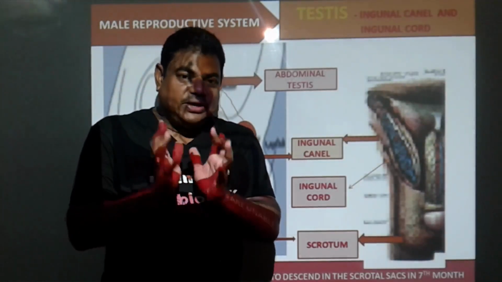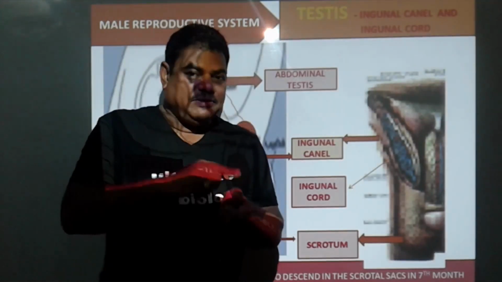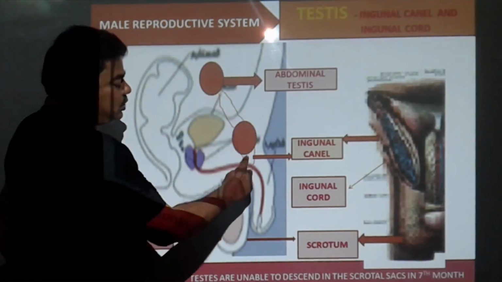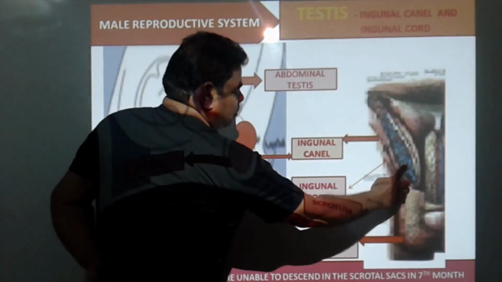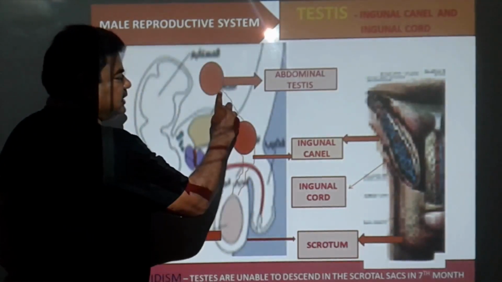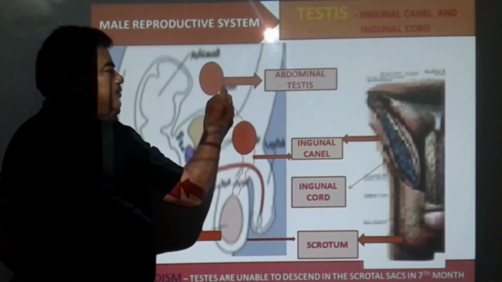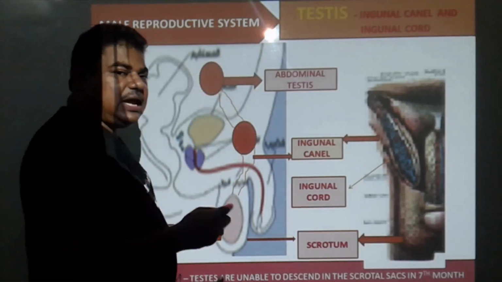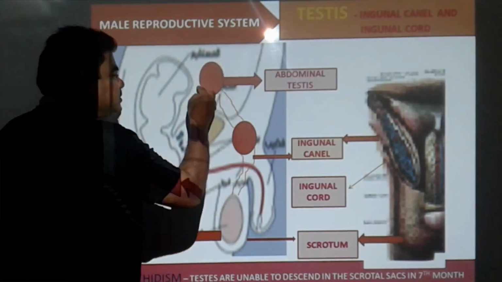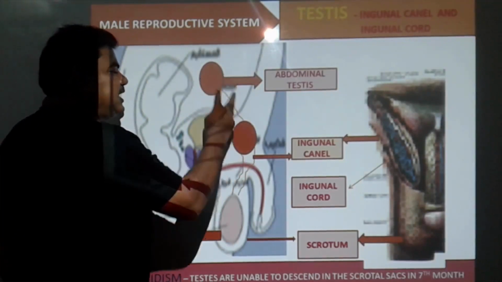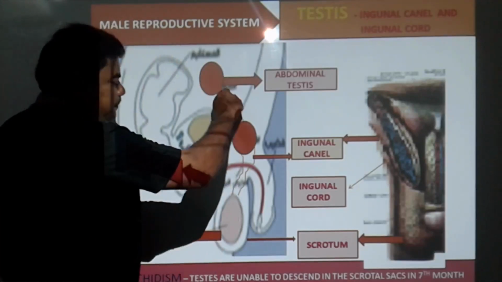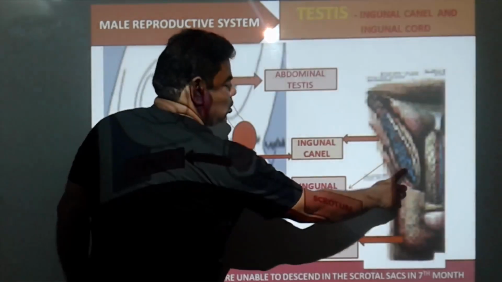So in the fetus, the testes are present in the abdominal cavity, and from the abdominal cavity, with the help of one cord known as the inguinal cord, these testes, which are abdominal in origin and wrapped by the inner abdominal wall we call the peritoneum, along with the peritoneum, these two testes, which are mesodermal in origin, get pulled apart by this inguinal cord.